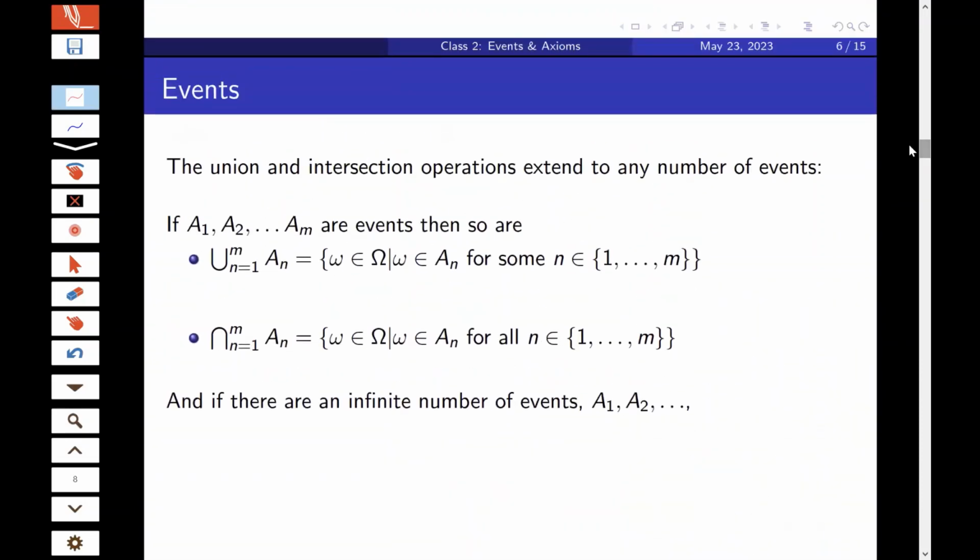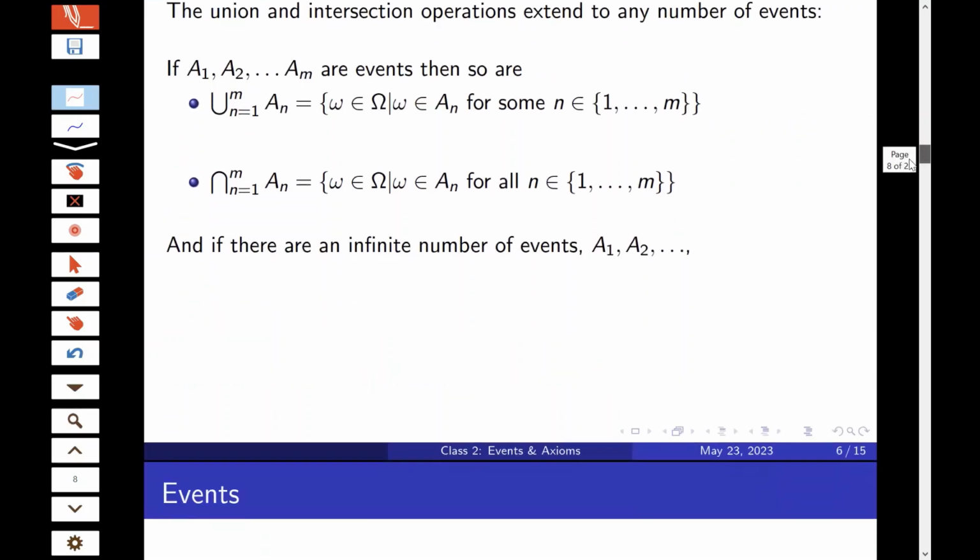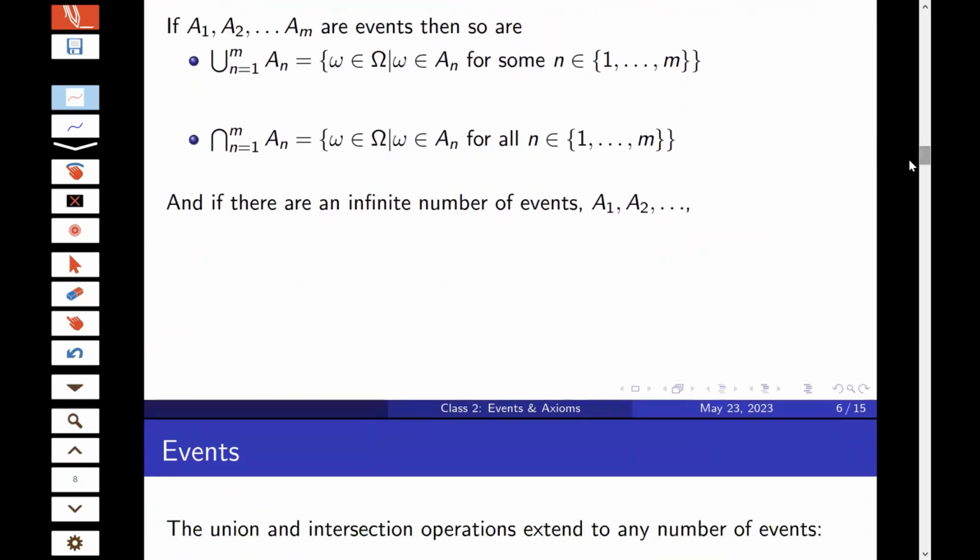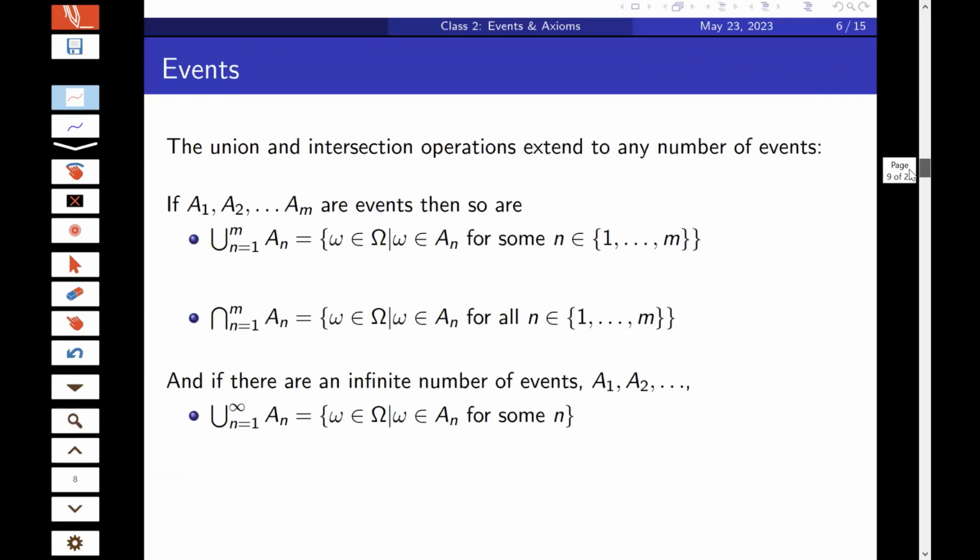And if there are infinitely many events, we can still extend this to infinitely many events. That's another benefit of these two operations. We can calculate intersection and union for infinitely many events in a sample space. For infinity, we will denote it using three dots in this class. So A1, A2, and three dots means it continues up to infinity. Here we have infinitely many events in sample space Omega.